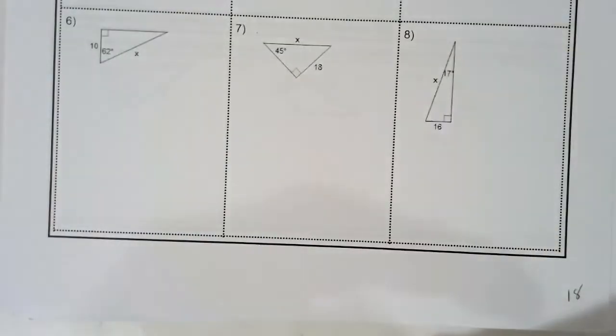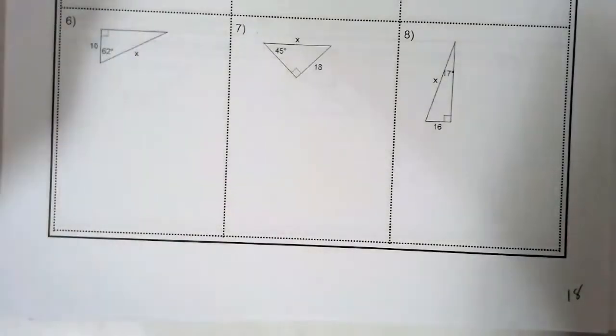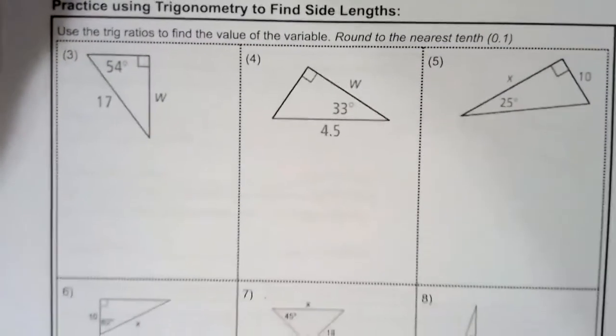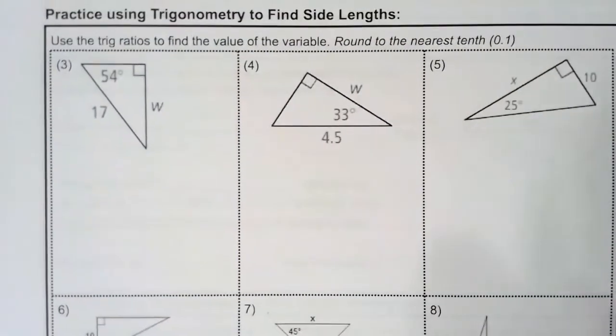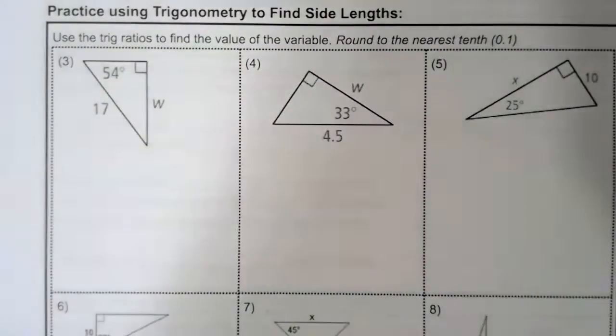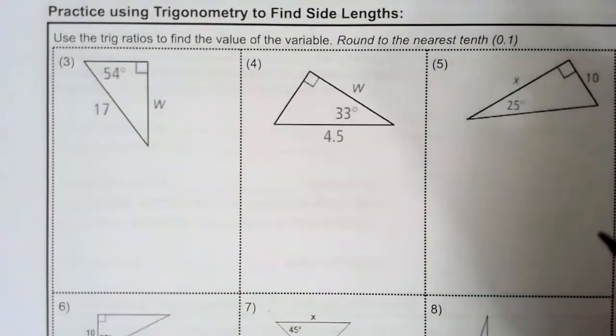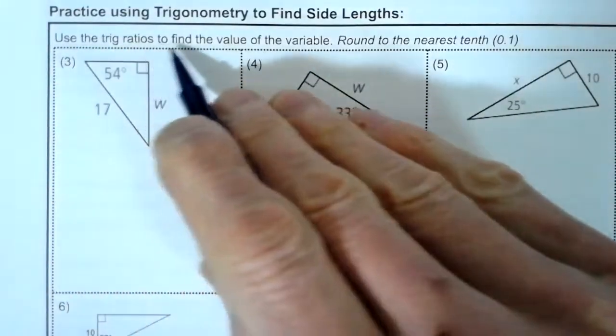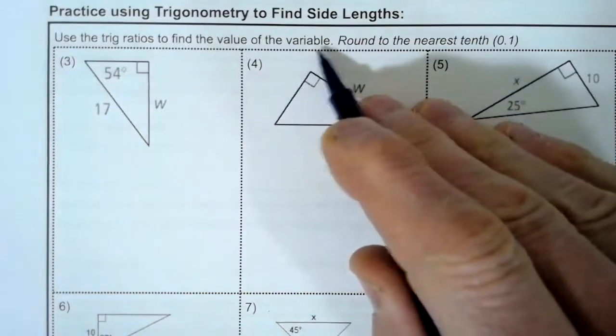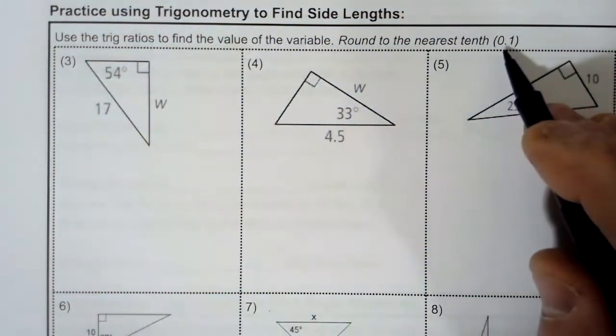I'm not going to do number 2. I want you to do number 2 in class, but I am going to do a couple up here, okay? So we've got number 3. Let's take a look at number 3. Now, this is when we're going to need our calculators. Use the trig ratios to find the value of the variable. Round to the nearest tenth.